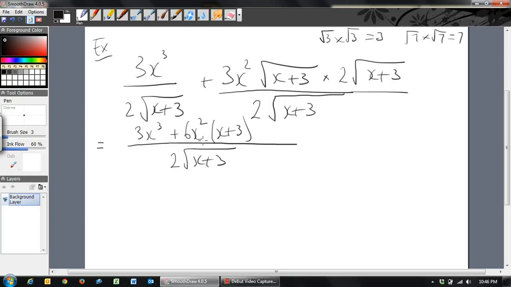And at that stage, could you expand it? It'd probably help. Should we do it? No, just could not be bothered. Let's do it. We've got 3x cubed plus 6x cubed here. So that's 9x cubed. And then you're going to have an 18x squared plus 18x squared all over 2 root x plus 3. I've gone a bit wonky there because I'm a bit bored. There you go. So that's how we add those two together.